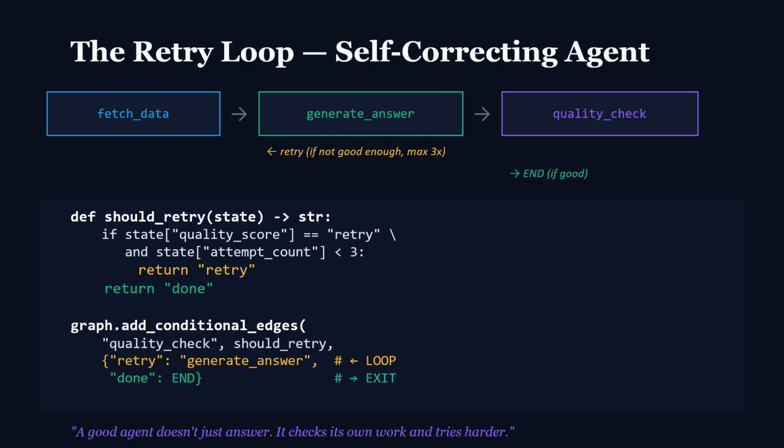The attempt_count less than 3 check is critical. Without it, a persistently bad answer would loop forever. Always cap your retries. This is what separates a toy demo from a production agent. In the real world, LLMs sometimes give vague or incomplete answers. The retry loop catches that and forces the agent to try harder. The pattern is also the foundation for text to SQL agents. When the generated SQL query fails, the agent loops back, reads the error, and fixes the query automatically.